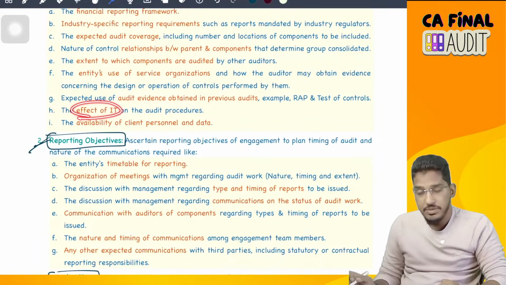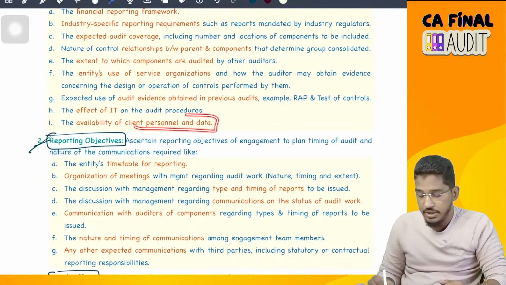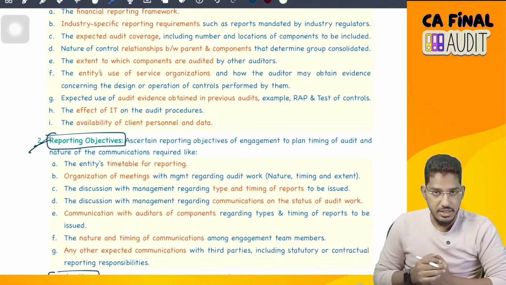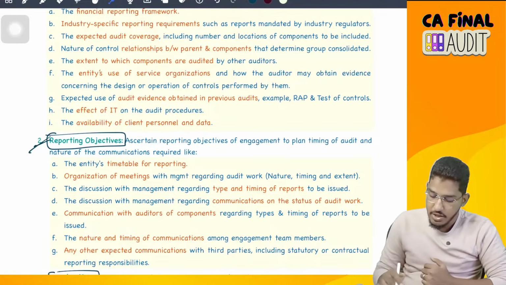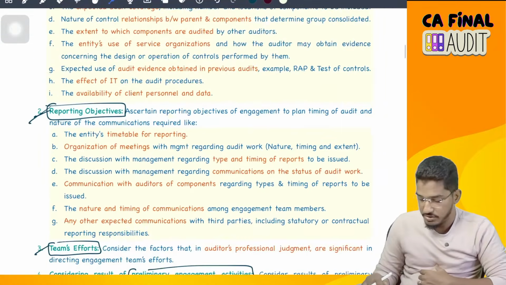And what is the effect of information technology? How far your client is making use of information technology? And even availability of client's data, whether client's data is completely available. If available, what volume of the data is available? Able to understand? So like this, these are the examples of the characteristics of audit which you need to keep in mind while establishing audit strategy.